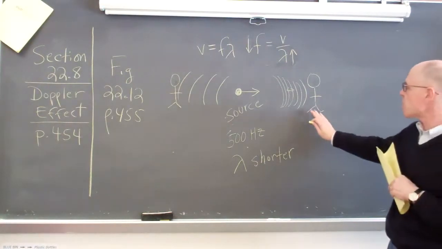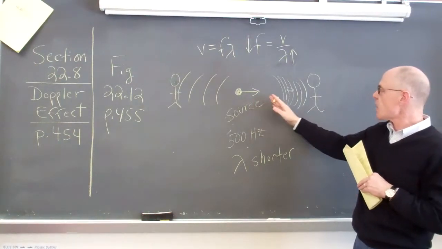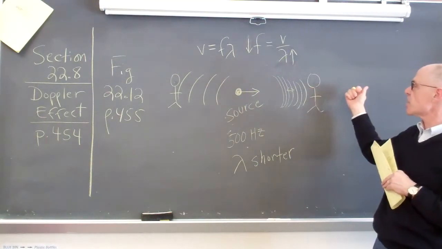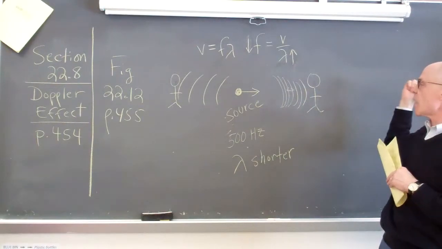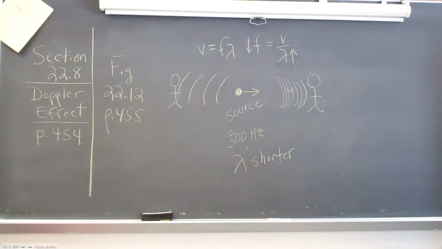And that's why somebody standing at the platform of a train station will hear a higher pitch as the train's approaching, and then after the train has gone by and is moving away, that person will hear a lower pitch because of the longer perceived wavelength.